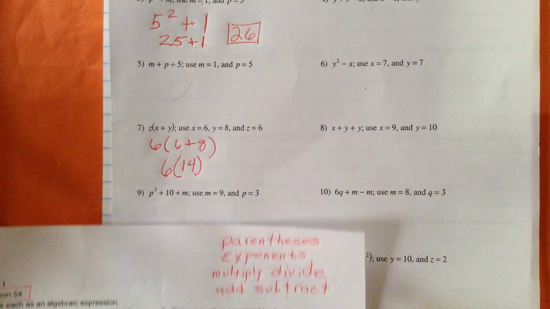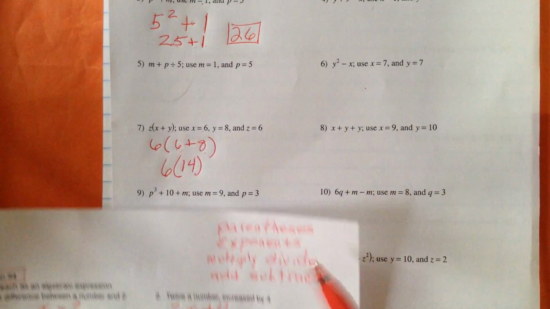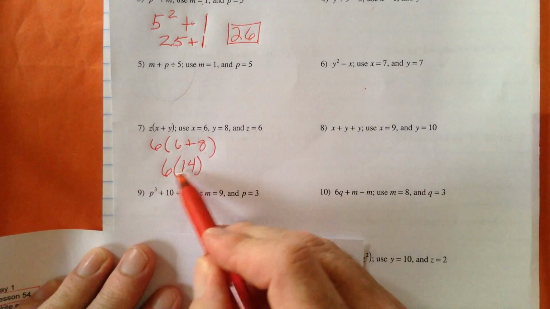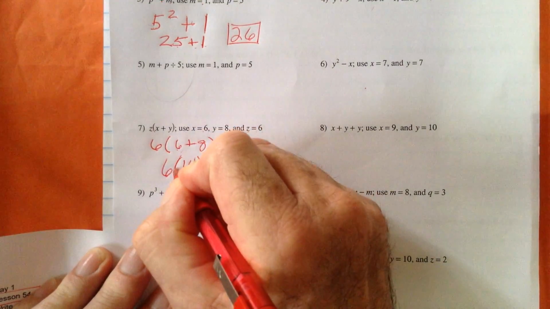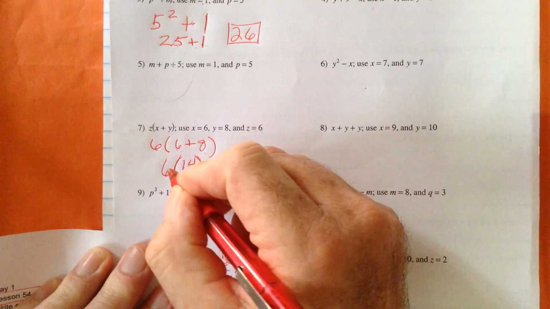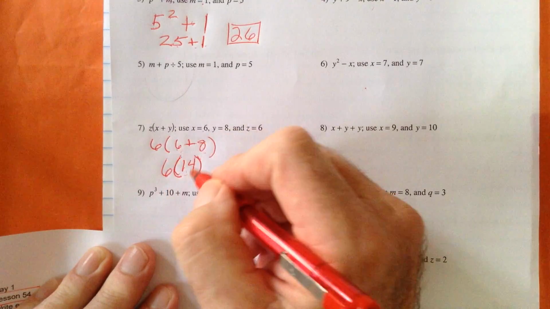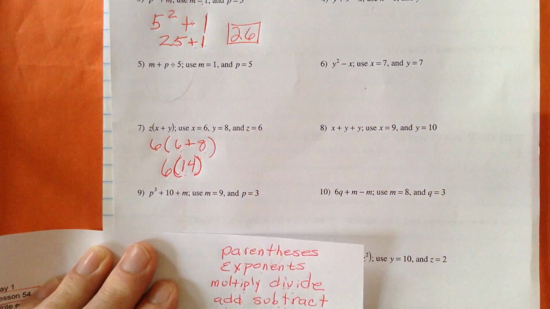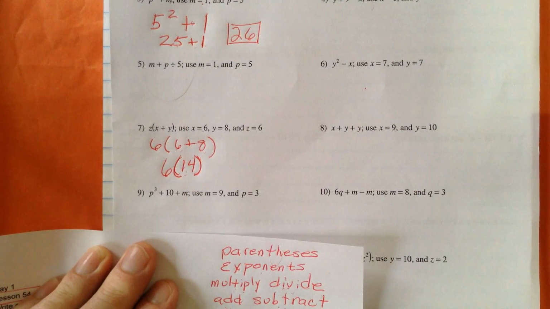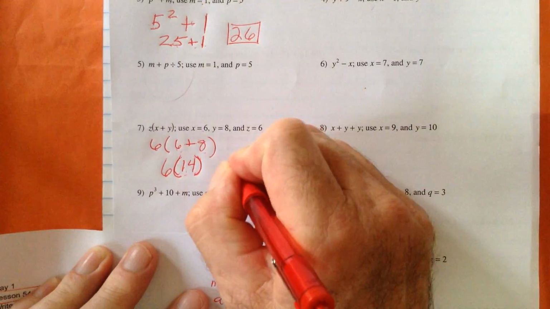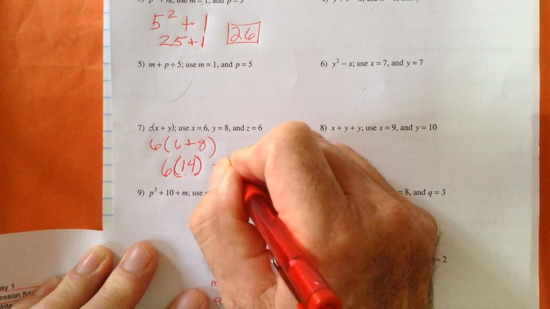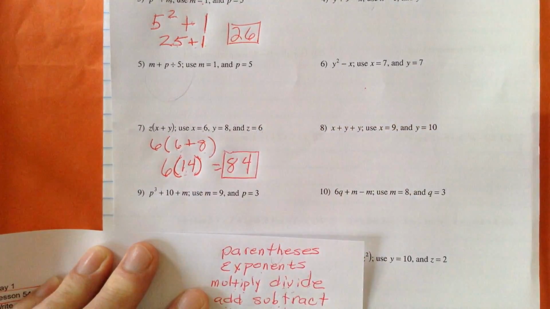So there's no exponents, but I do have multiplying. When you got two things next to each other like this in parentheses, that means you have to multiply. You got to go 6 times 14. Calculator, 6 times 14. I'm going to cheat here. Yeah, it's 84. So the answer to this one would be 84.